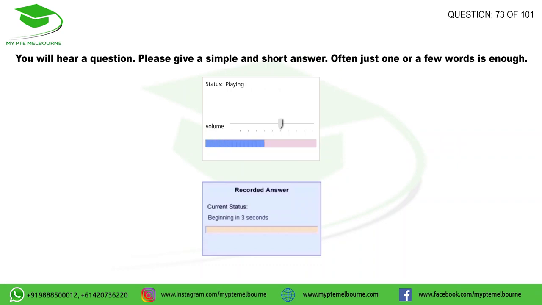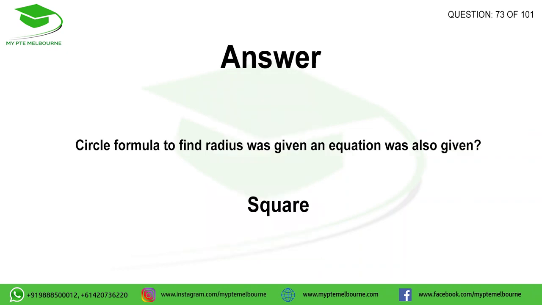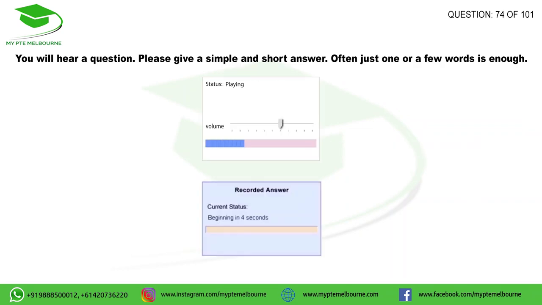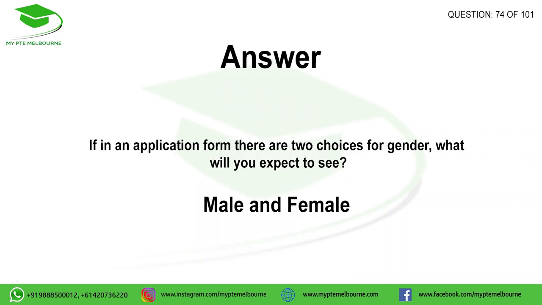Circle formula to find radius was given, equation was also given? If in an application form there are two choices for gender, what will you expect to see?